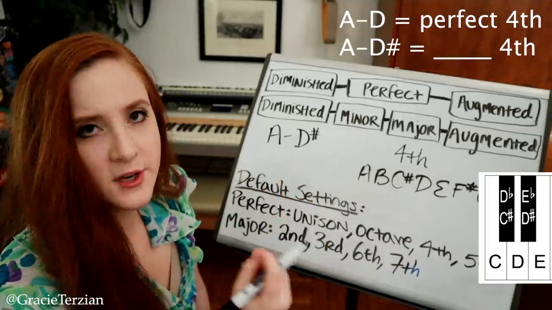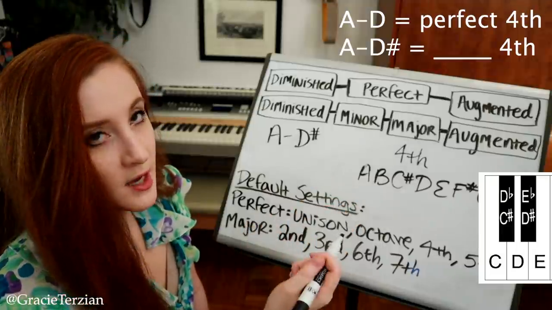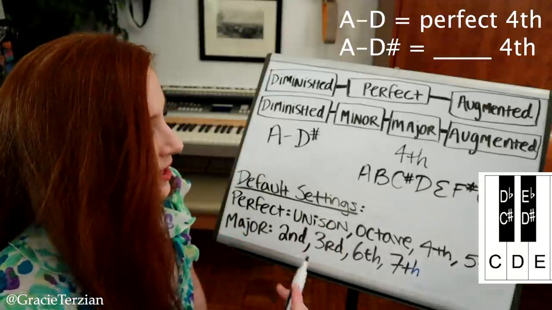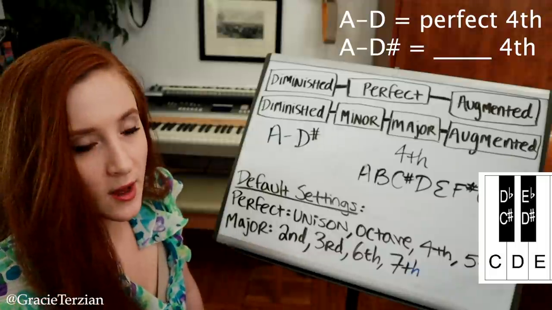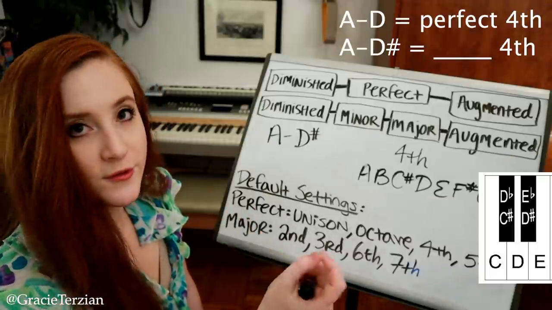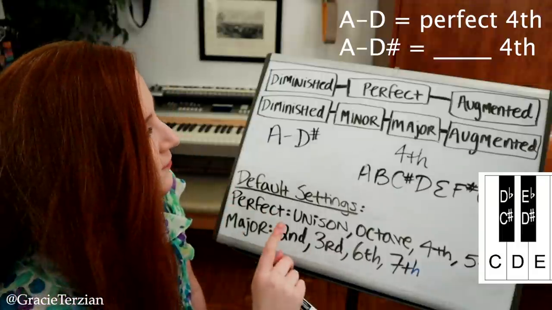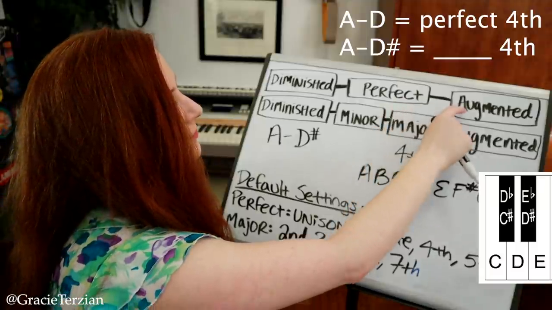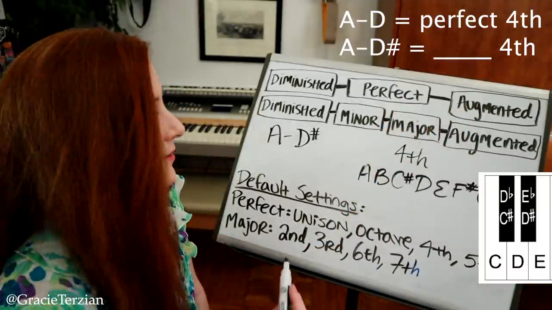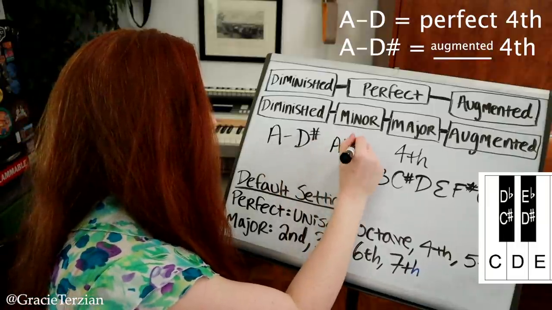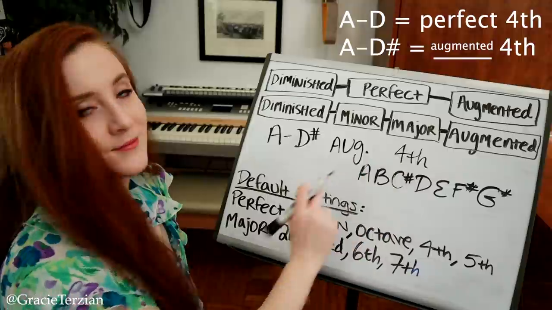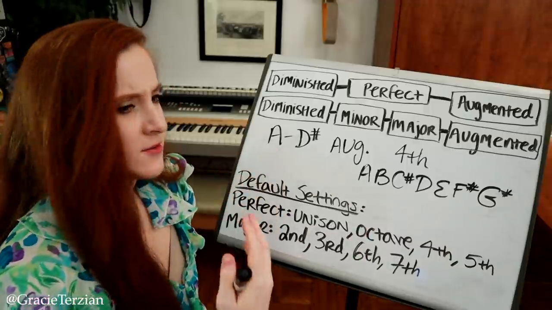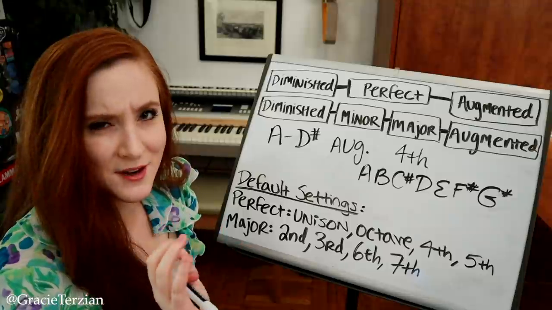So to get from the note D to the note D sharp, do we need to move up a half step or down a half step? We move up a half step, right? So that means we're gonna have to move the quality name as well, that word perfect, up one box. So here's our word perfect, and we're gonna move it up to the right and see that word augmented. Therefore, A to D sharp is an augmented fourth. So really, when you're thinking about interval names, you can think of the first note in the interval as sort of like the key signature of that interval in a way.